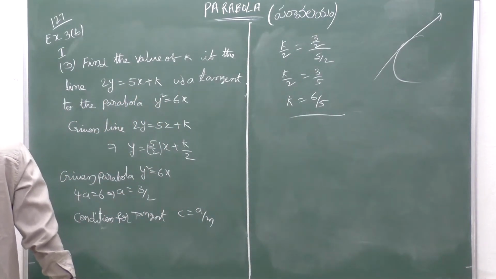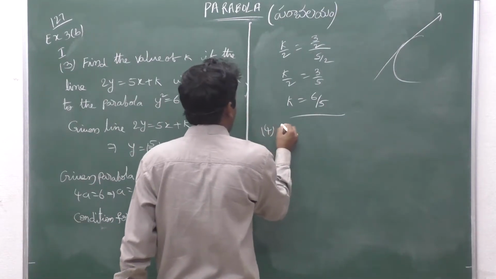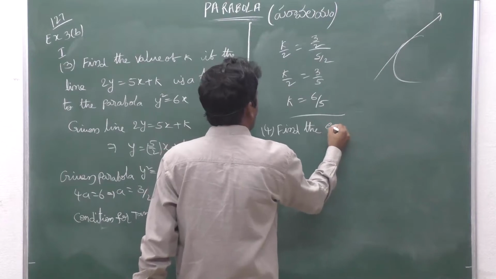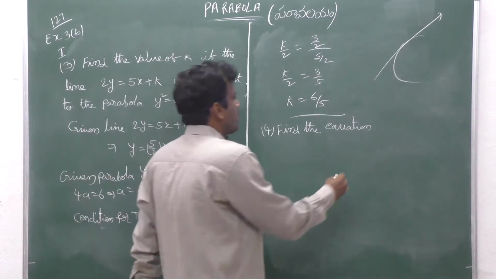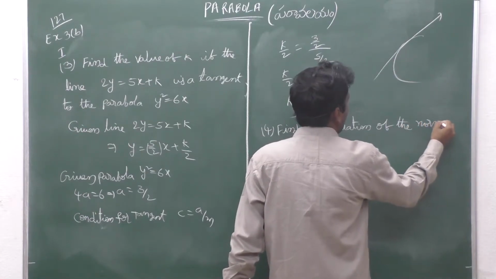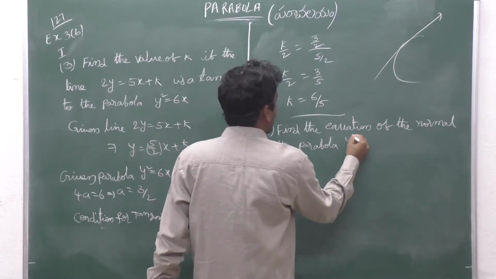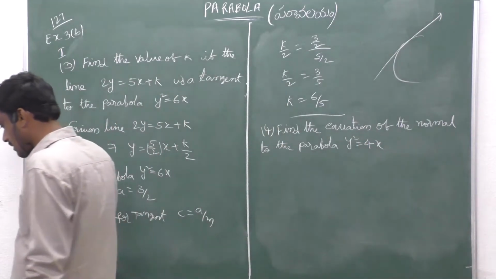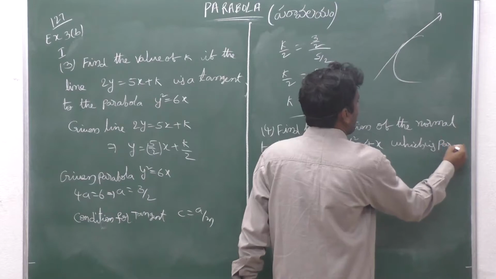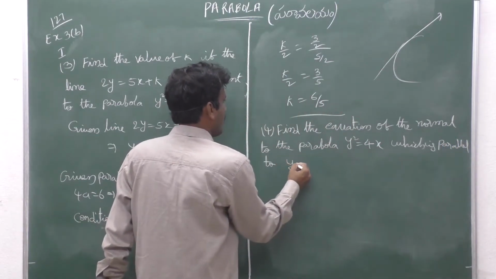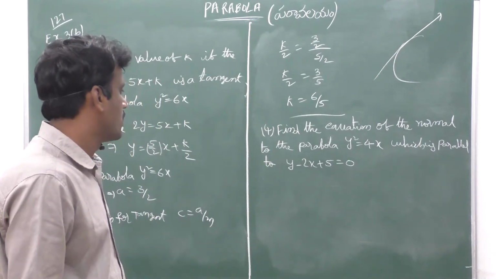Next, the fourth one. Find the equation of the normal to the parabola y square equal 4x, which is parallel to y minus 2x plus 5 equal to 0.